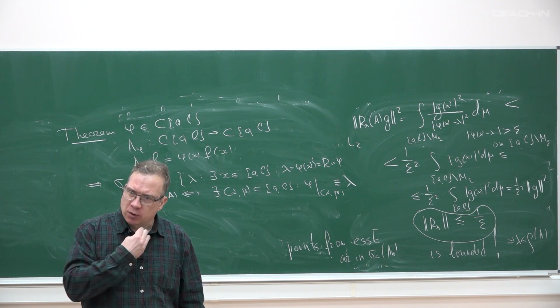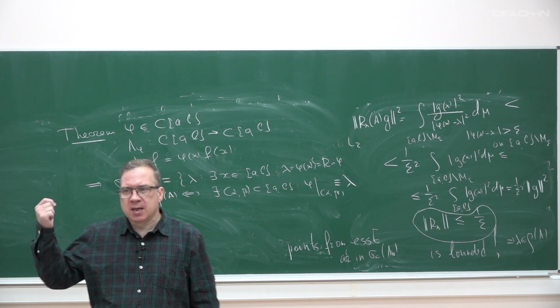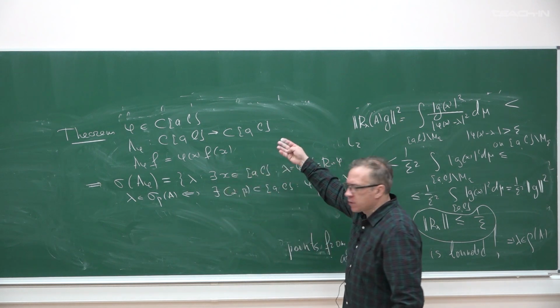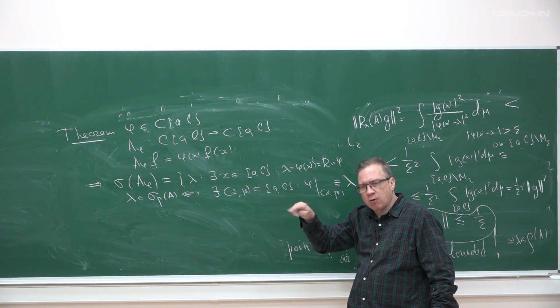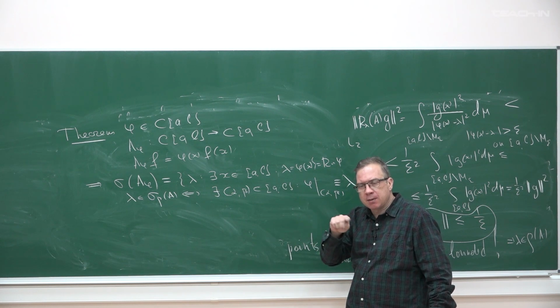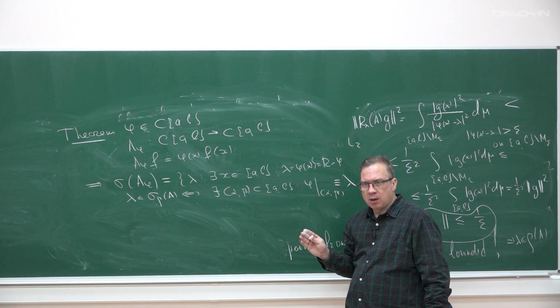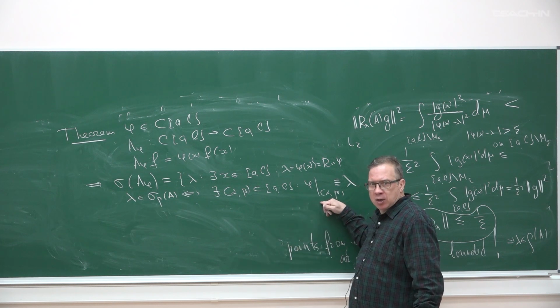In comparison with the previous theorem, here function phi must be constant. So in the previous theorem, function phi can be constant on the set with positive measure, but this set can contain no interval. And here it must be constant just on an interval.